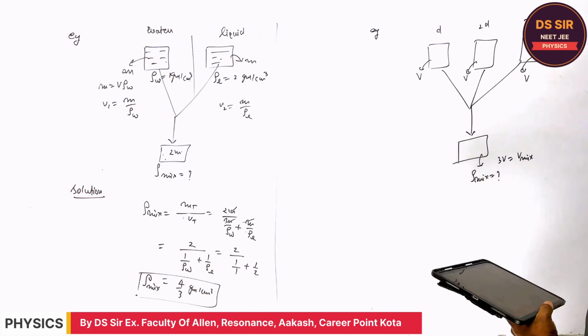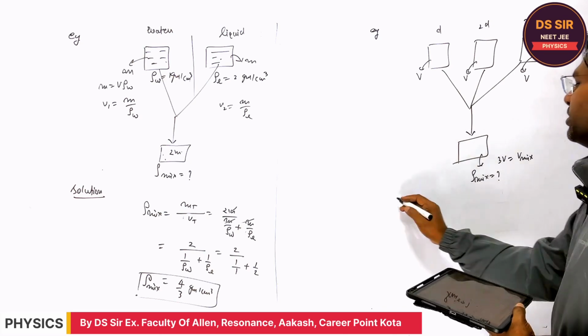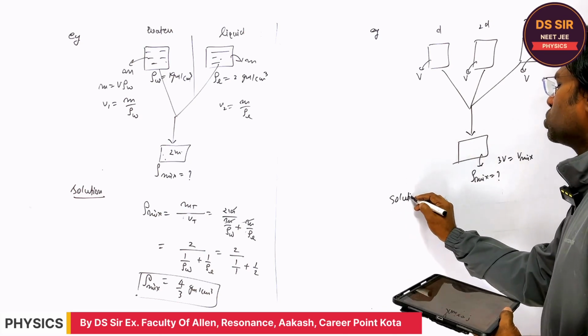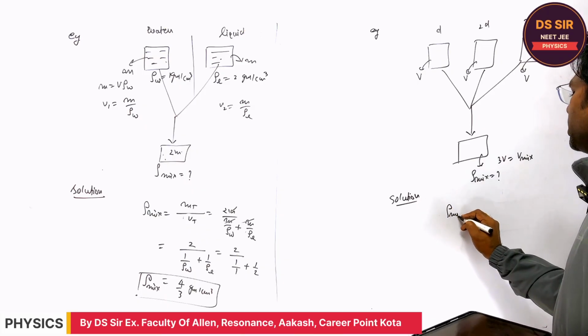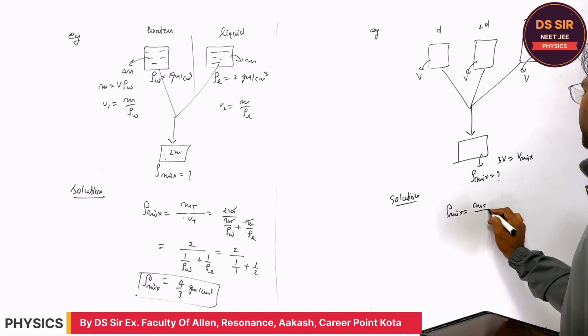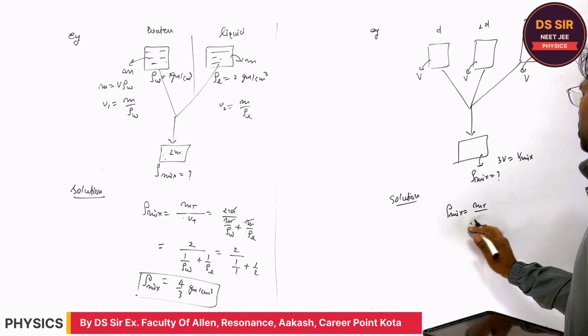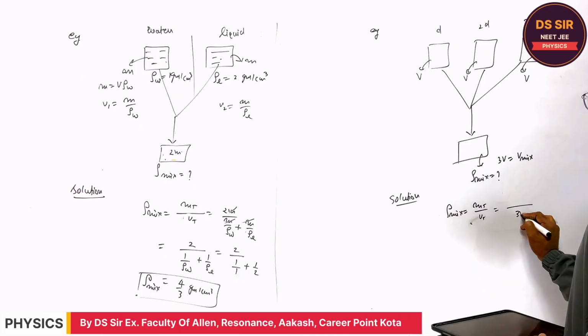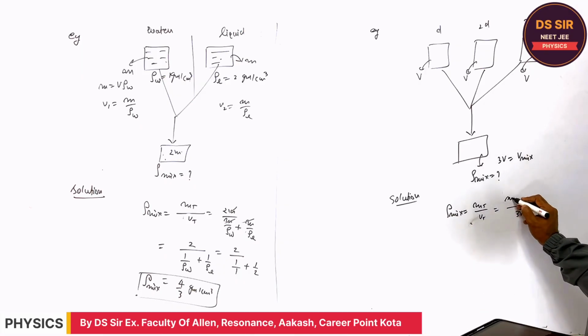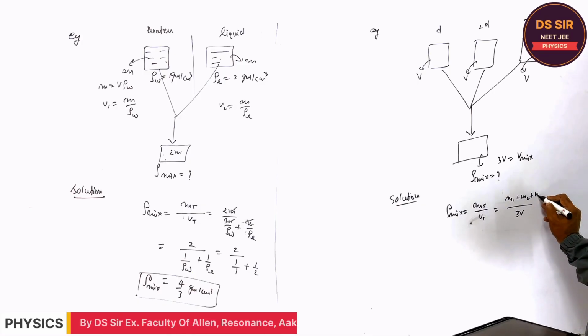The densities of the individual liquids are D, 2D, 3D, right? So what is the formula? The mixture density is the total mass divided by total volume, right? The volume is nothing but 3V. The mass is m1 plus m2 plus m3.